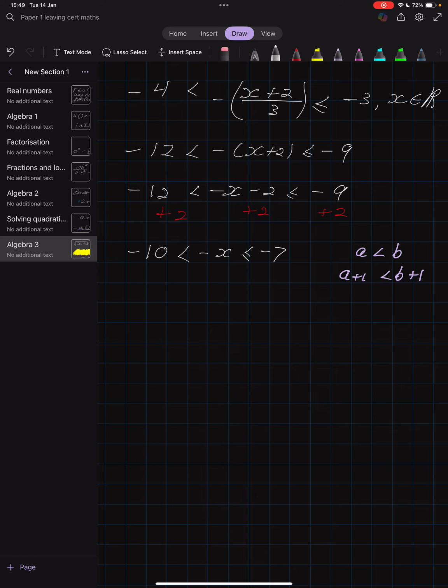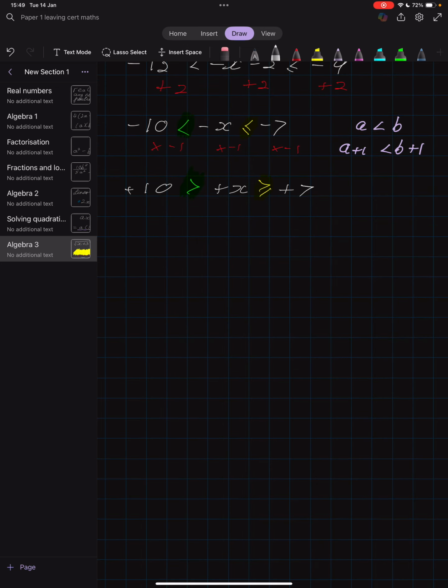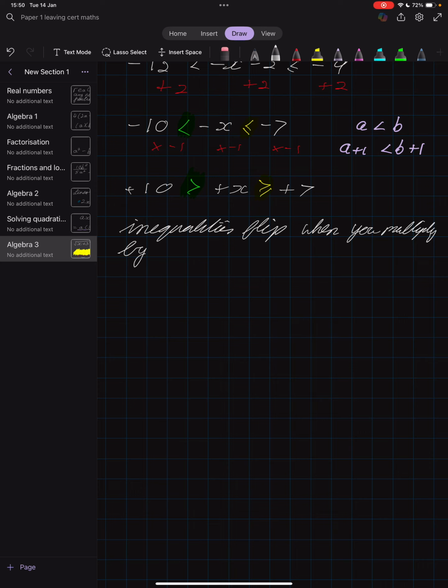Now, we need to get rid of the minus. So I'm going to multiply everything by minus 1. This gives me plus 10, plus x, and plus 7. Okay? And the biggest part, these inequality signs flip, because I multiply by a minus. Okay? So you get that inequalities flip when you multiply by a minus.